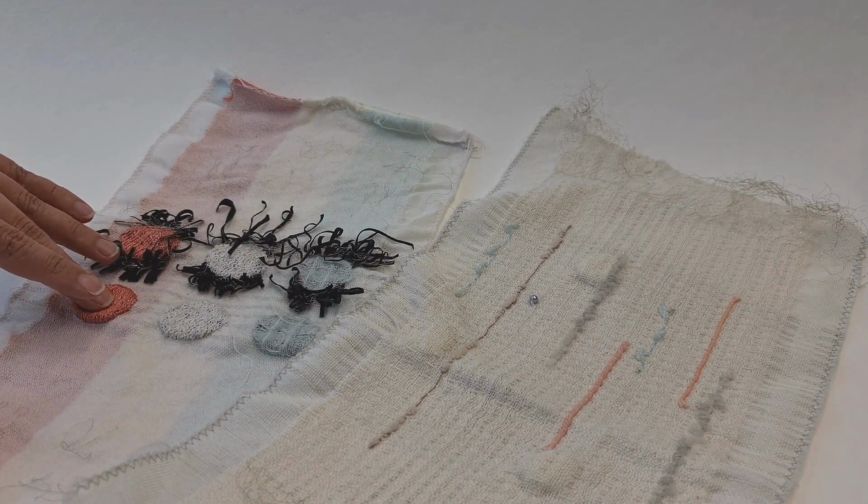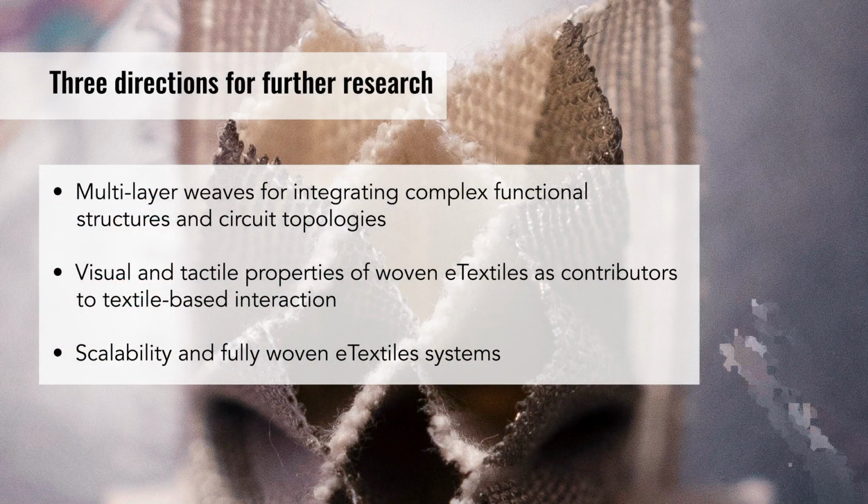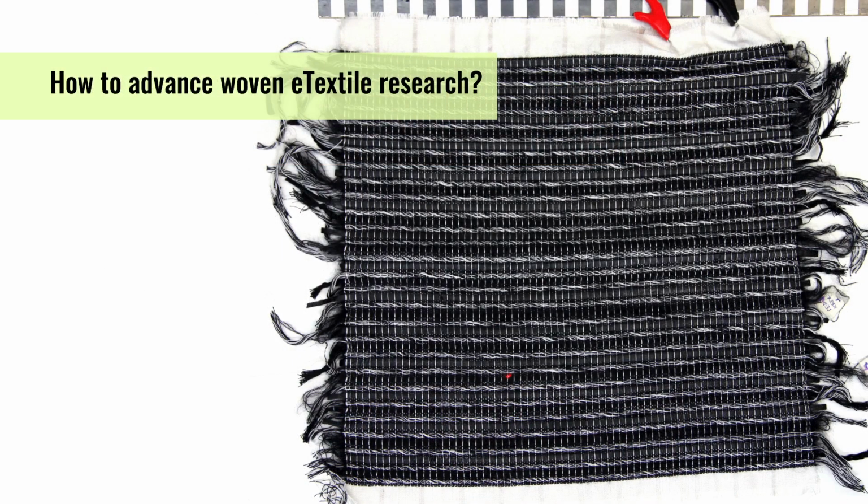Finally, in order to scale prototyping efforts for industrial production, the industrially produced woven systems need to behave similarly to the research prototypes, and their layout should adapt to the grading of the sewing patterns in the eTextile products. So, how to advance the research on woven eTextiles in HCI?